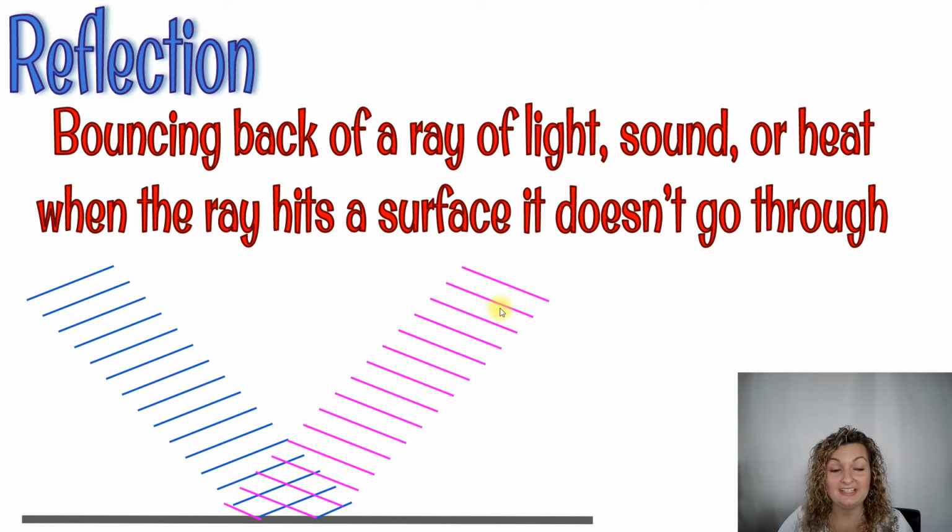Now the cool thing about this is the angle that it comes in is the angle that it leaves out at, okay? So if I was to measure this angle right here, we call this the angle of incidence. It's going to be the same angle, or congruent, to the angle out, which is going to be our angle of reflection. So it's going to be absolutely the same angle.